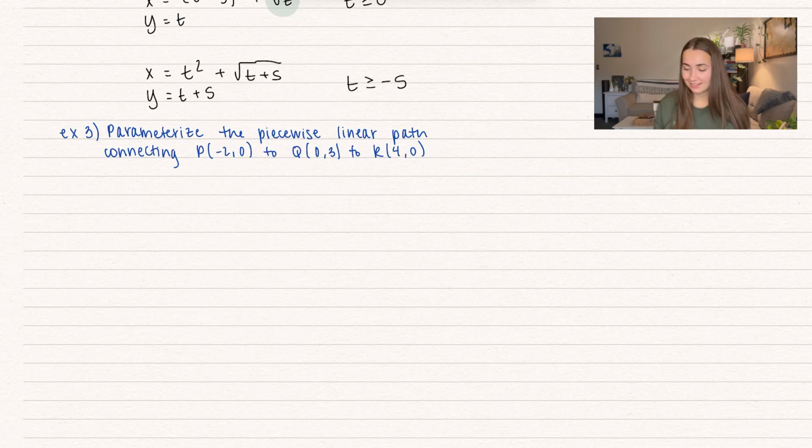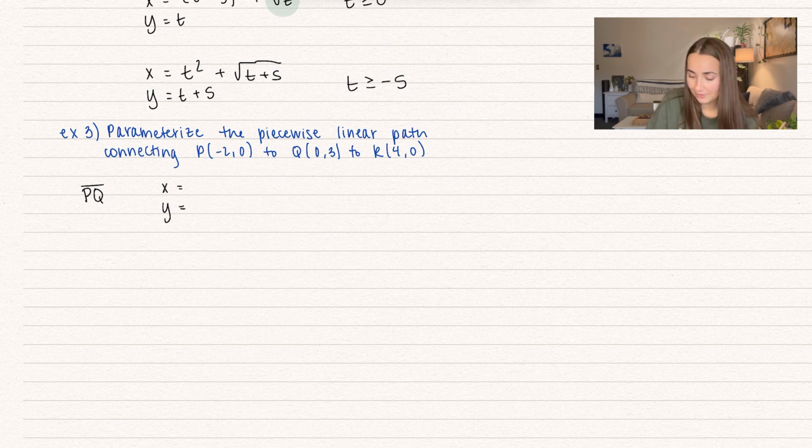Okay, let's try our third example. We want to parameterize the piecewise linear path connecting P to Q and then Q to R. So yeah, piecewise. So we have to be very careful about this. Let's go ahead and start with the line segment PQ. I want my x to be equal to something and I want our y to be equal to something.